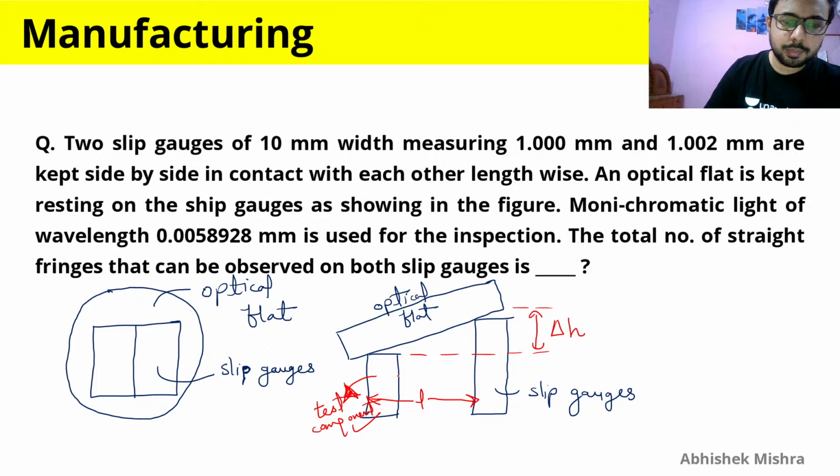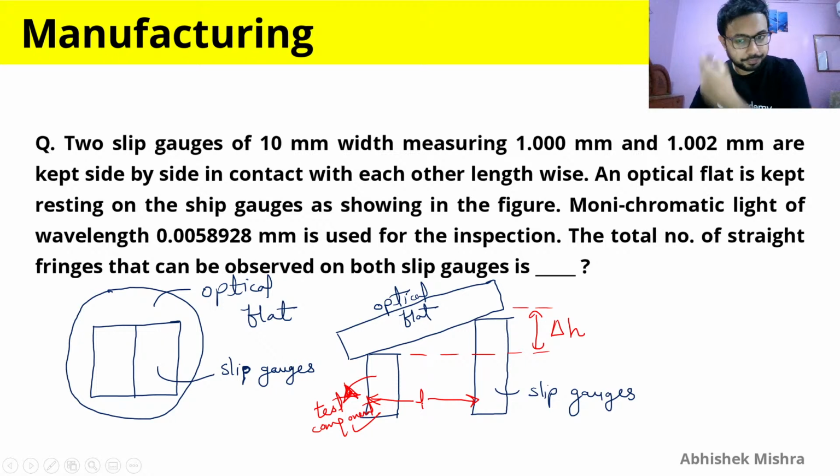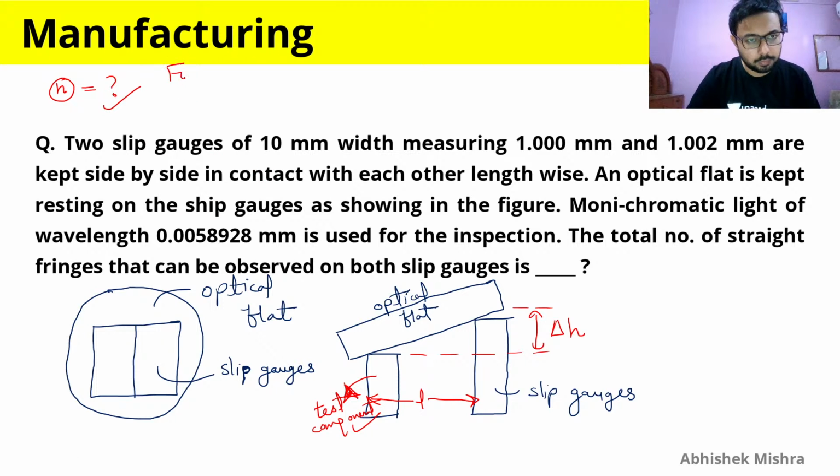So this is the slip gauge, this is the test component, and this L is the distance from the front of this component to the front of the slip gauge. So the question is asking us for the total number of straight fringes that can be observed on both slip gauges. We are going to take this as N, and we have to find the N, that is the total number of straight fringes that are observed on both slip gauges. And the formula for one slip gauge, N is equal to, or you can say delta H is equal to N lambda L by 2, where N is in per centimeter units.